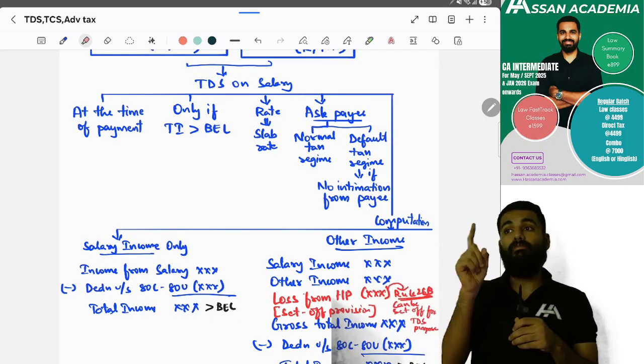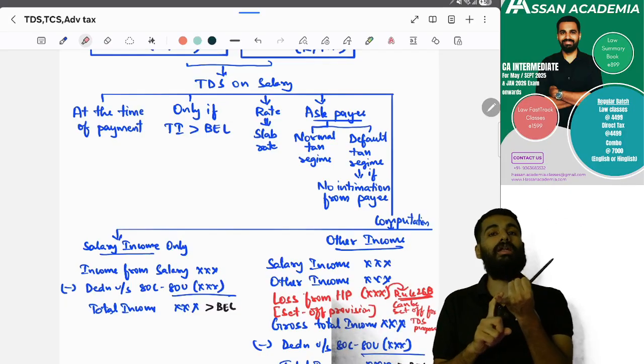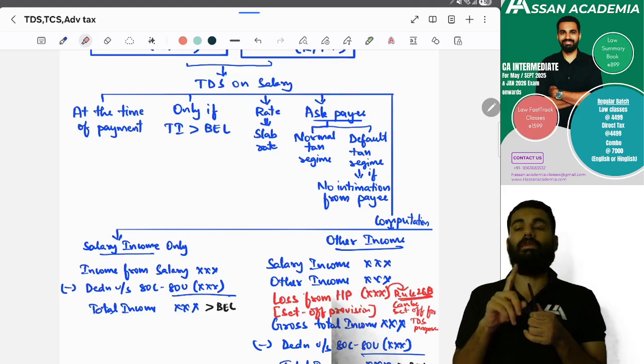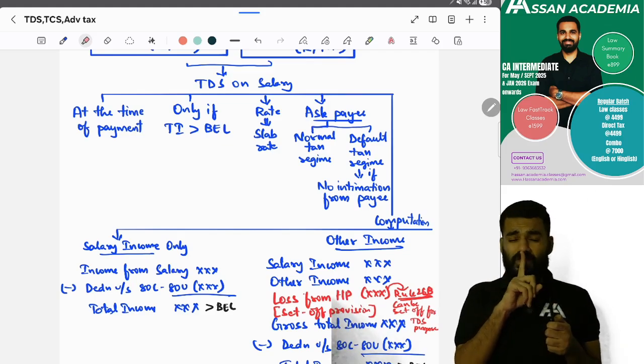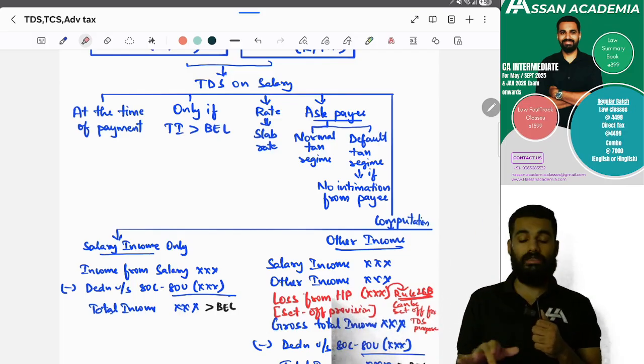And the employer will ask which rate should I go for: should I go for the old tax regime, or the default tax regime? If the employee is silent, then the employer will go for the default tax regime.